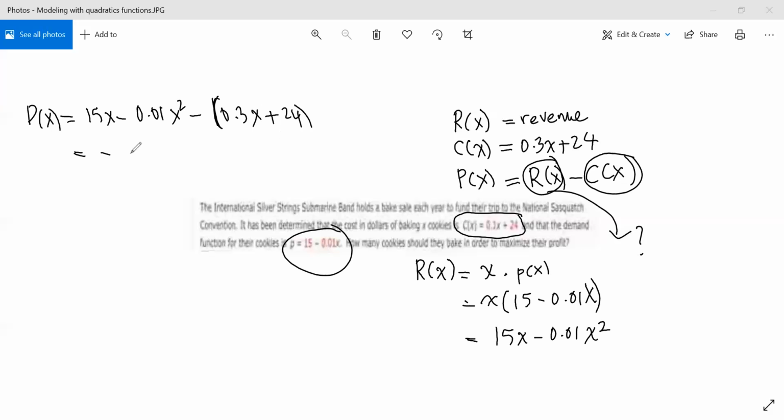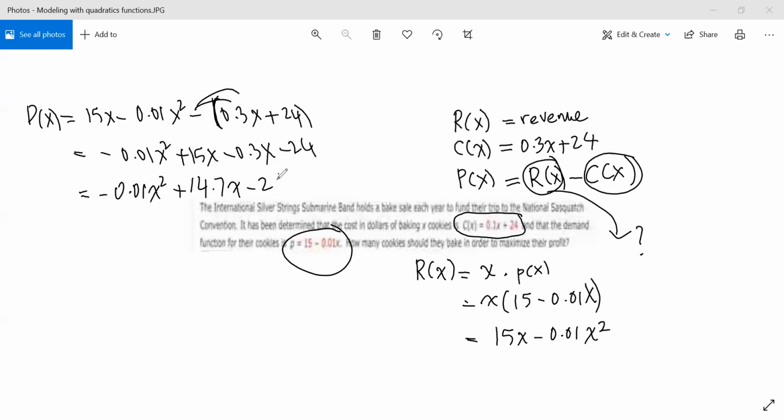Therefore, I can simplify this as negative 0.01x squared plus 15x minus 0.3x minus 24. Just distribute that minus sign there. So now what I will do is just go ahead and simplify this further. So it's going to be negative 0.01x squared plus 14.7x minus 24. That's the profit.